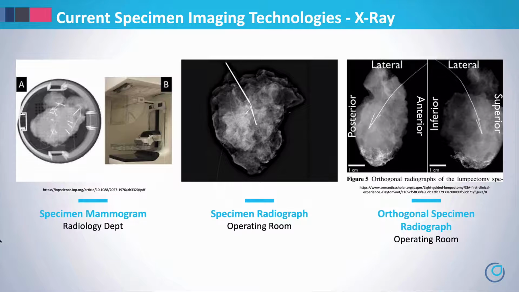In this slide, we can see in the first figure on the left, initially specimen mammography was done in radiology departments. This required surgeons to wait a significant amount of time as the specimen was transported. We now fairly commonly see specimen radiography in the operating room, shown in the middle figure, which helps us verify that the clip is in the specimen. We also recommend orthogonal specimen radiography, namely taking two views separated by a 90-degree rotation, so that we can see all 6 potential images if we model the specimen as a cube.